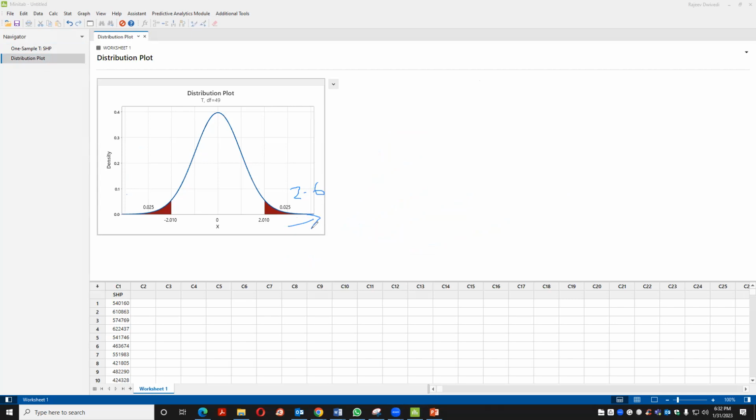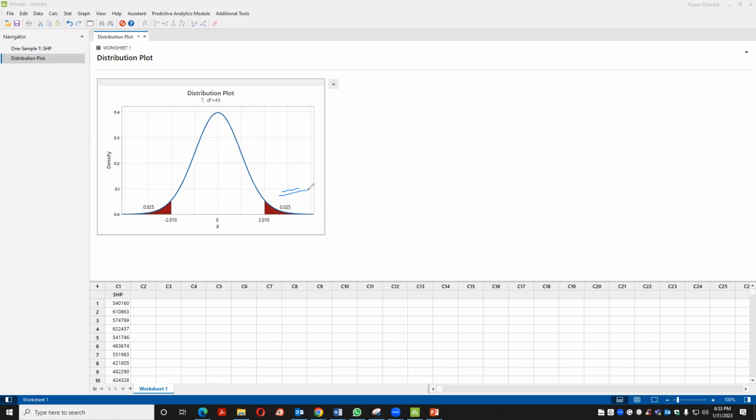Then what will you say? It is not coming in this range. If suppose we get a calculated value 1.9, then 1.9 would be within this. In this case, our null hypothesis will be correct. But since our value is coming here, what we say? Null hypothesis is rejected.